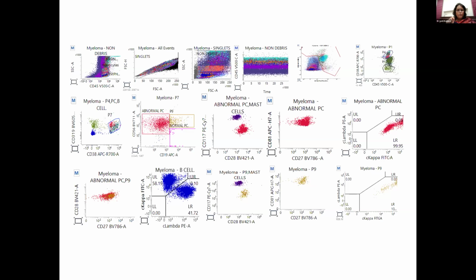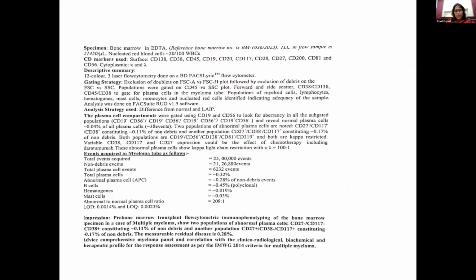So when you have something looking like a normal plasma cell, it should also be checked thoroughly, and the MRD will be a total of both when you give the minimal residual disease. Next slide. And this is how we give our report in our department. The report should tell what color, 12 color, how many lasers, what the gating strategy is. That should be part of every report as per the guidelines. And then you move on to giving the LOD and LOQ. So that gives you exactly what is happening.